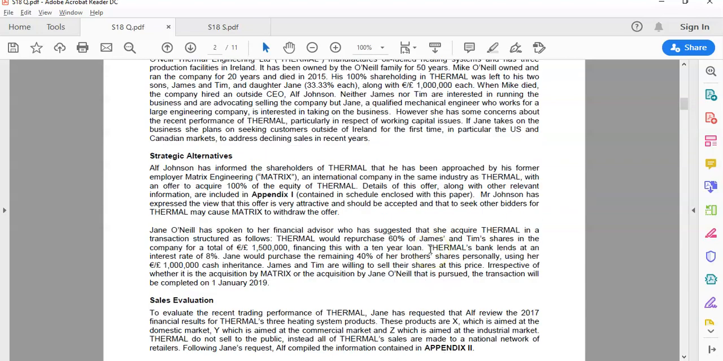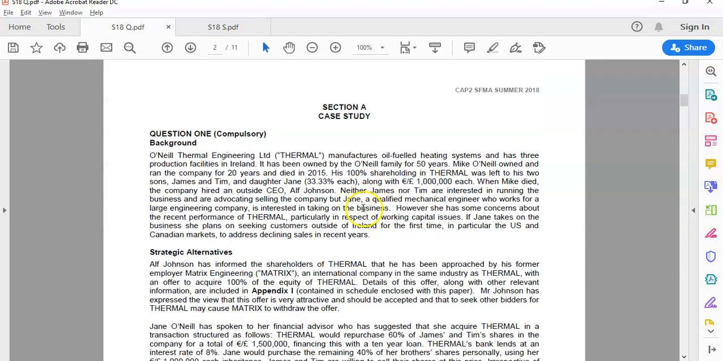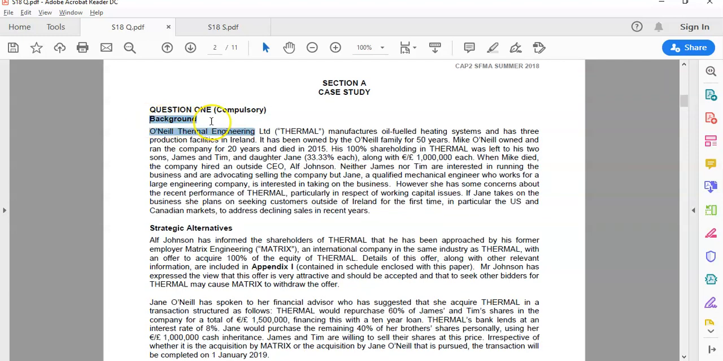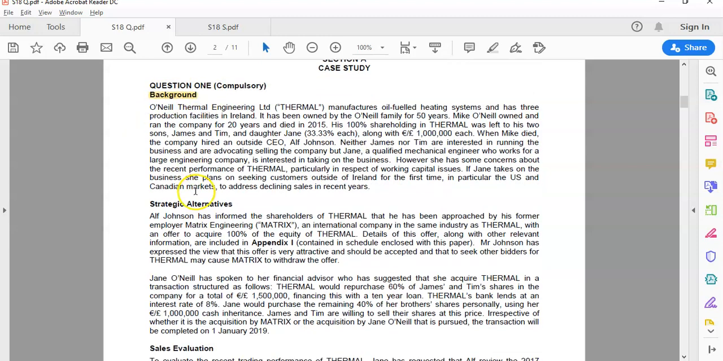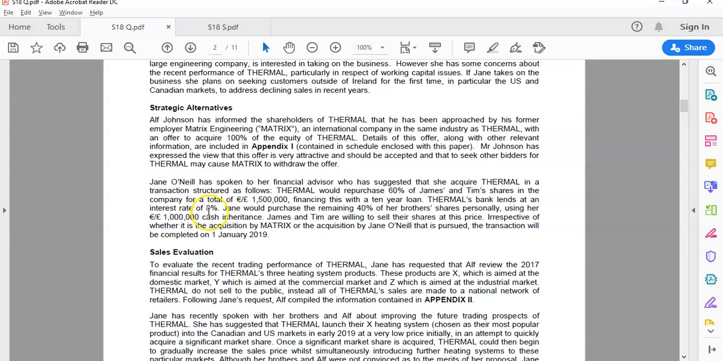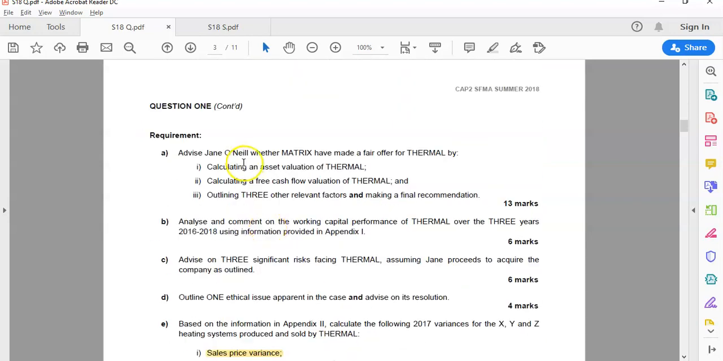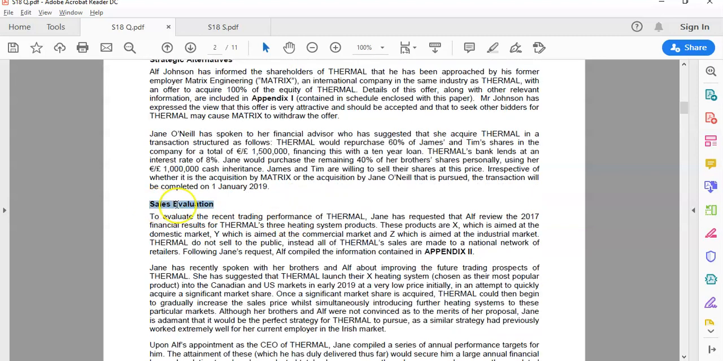I'm assuming you've read through the question. If not, try and pause it now and read through it. But generally what you'll see in the case study is the examiner will give you a background paragraph, but they'll also give you subheadings for each part. So the first subheading, strategic alternatives, is related to all the financing requirements, parts A to D. And then sales evaluation is related to the management accounting requirements for the rest of the question.